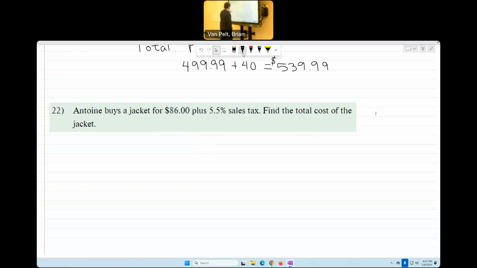And our total cost is the price plus the tax. Our price is $86. It's a made up math problem. When do you ever see anything for $86.00? Whatever, $86 for this, plus $4.73, and this comes out to be $90.70. Any questions?